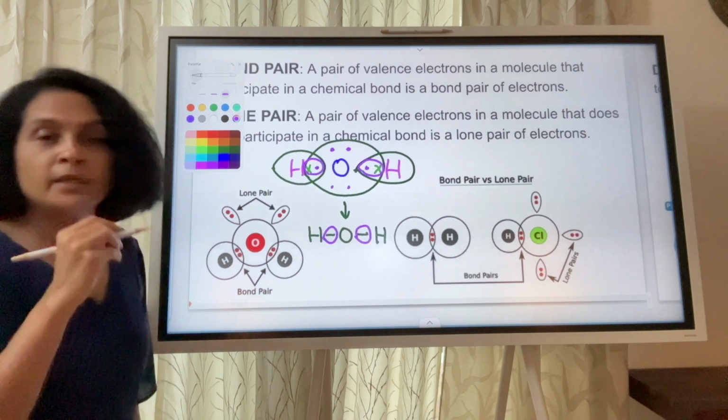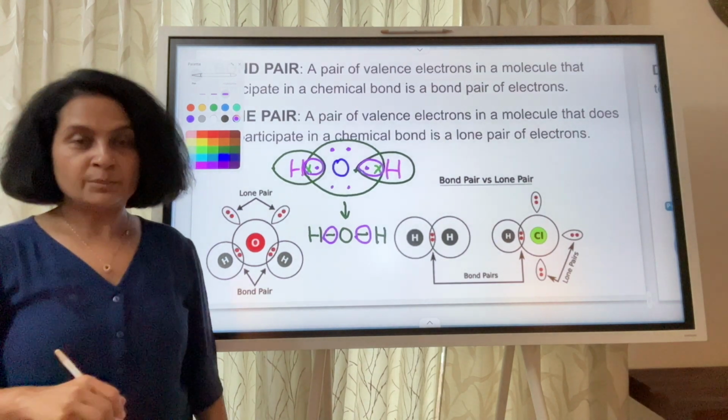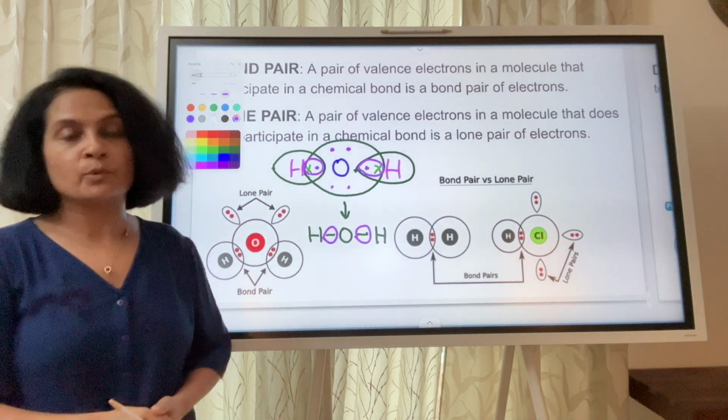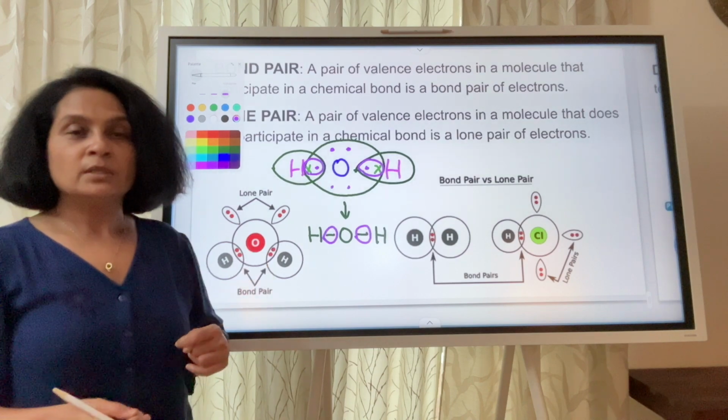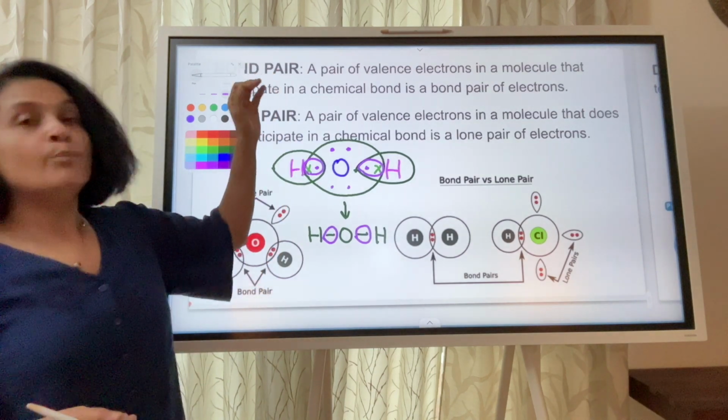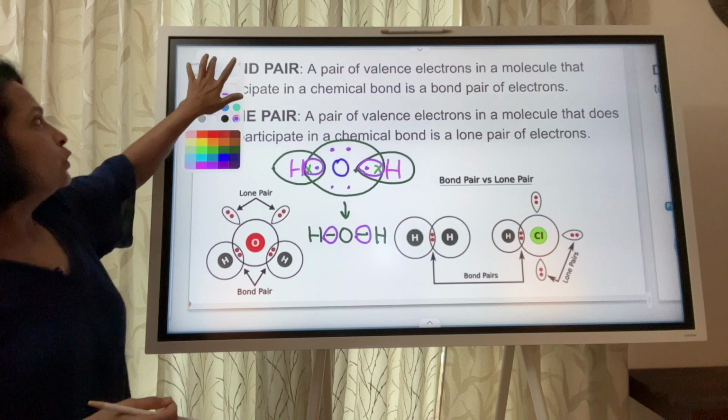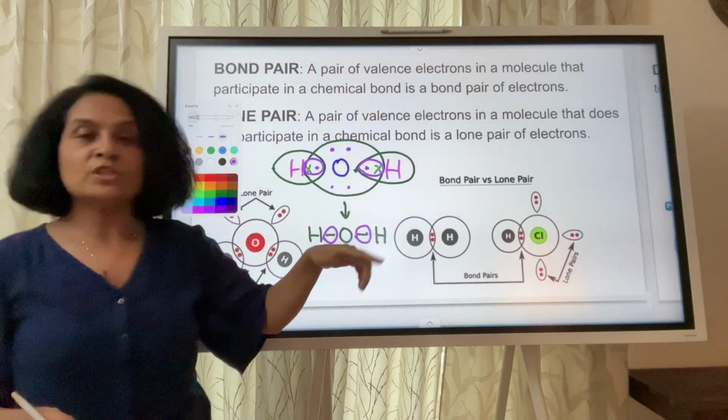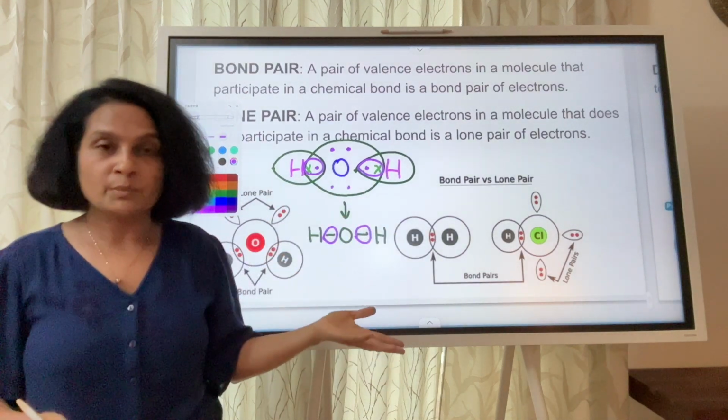They are bonded electron pairs. That means they have participated in the bond formation. So that is what is said to be the bond pair of electrons, right? So the bond pair of electrons are those which have participated in the bond formation.